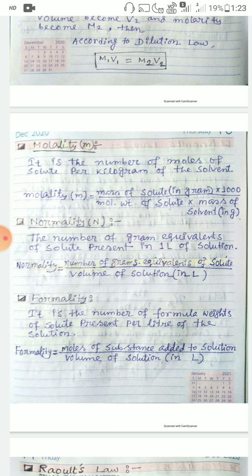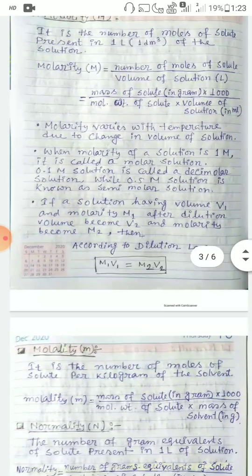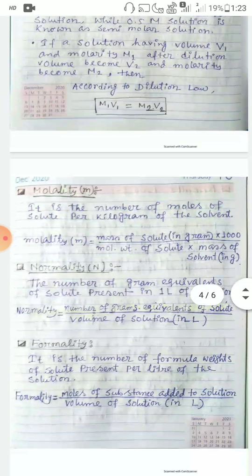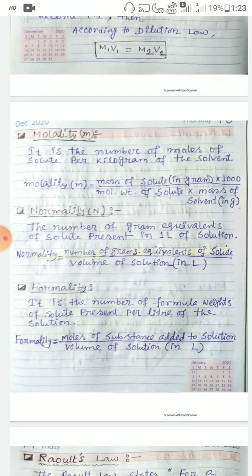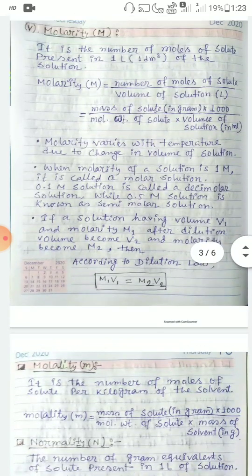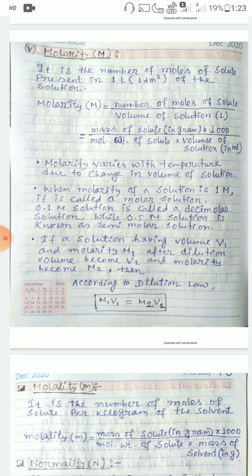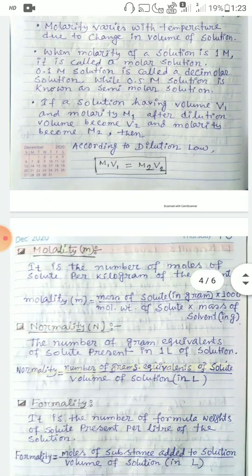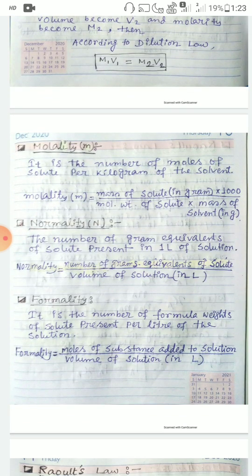Now another method of concentration is molality, small m. The first one is molarity, and this one is molality. It is defined as the number of moles of solute per kilogram. You have to remember per kilogram, but in molarity it is number of moles of solute per liter. So this is the main difference between molarity and molality. Molality is the number of moles of solute per kilogram of solvent.